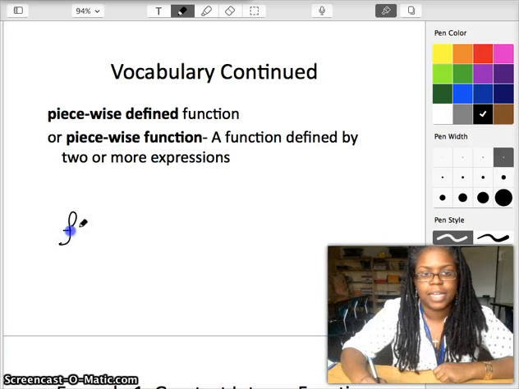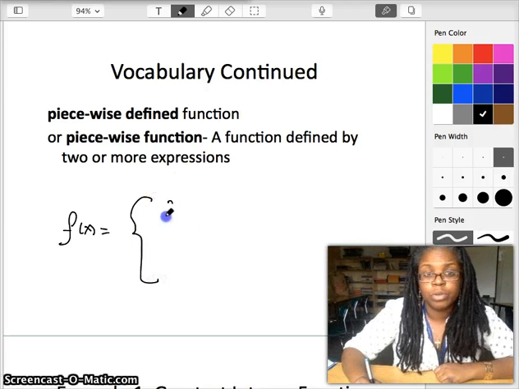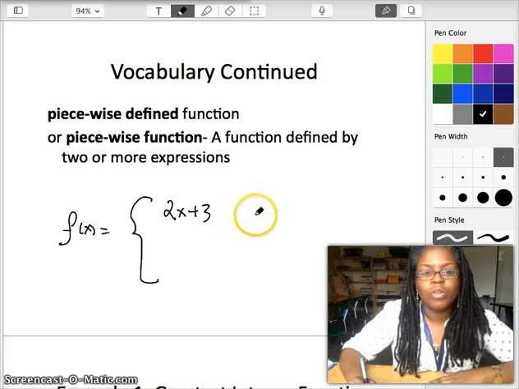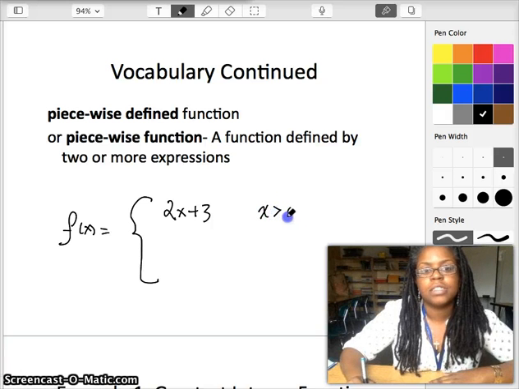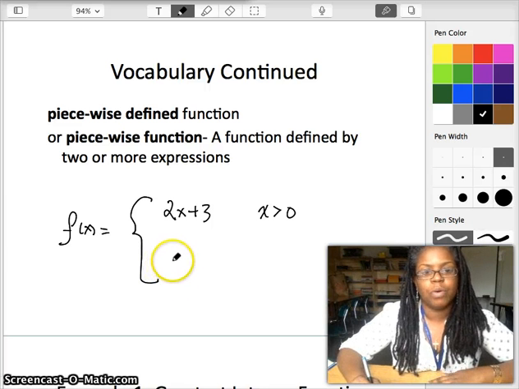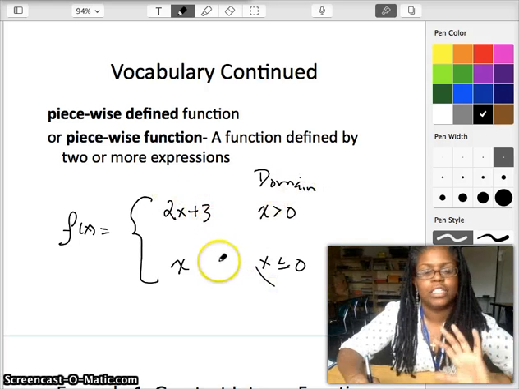So they might look something like this. f of x is equal to, and it's a whole bunch of stuff. So sometimes f of x is equal to something normal like 2x plus 3. That's just a linear equation. But I only want that as long as x is greater than 0. Weird. But then I could come back and say, well, then I want f of x to equal just x when x is less than or equal to 0. So the key here is to look at this part. This gives me the domain in a sense. It tells me what x values I'm going to put in here. I know it seems crazy, but I just wanted to throw it out there.